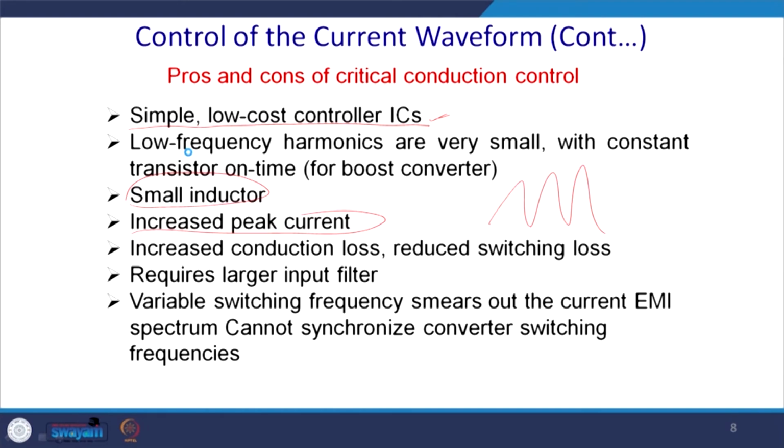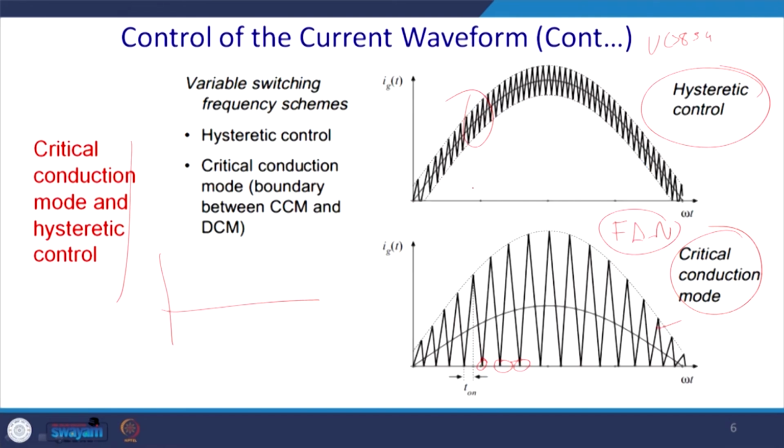So, increased conduction loss, reduced switching loss, because the number of switching events is less. If you compare this method, there switching is quite high, but here switching is less. But if switching is less, it means switches are operated for a longer duration. So, conduction loss has to be higher, but MOSFETs generally have lower conduction loss and higher switching loss, and for this reason it has been preferred.